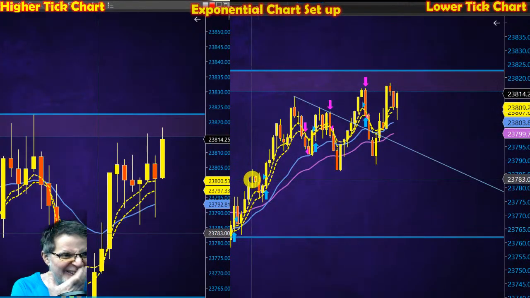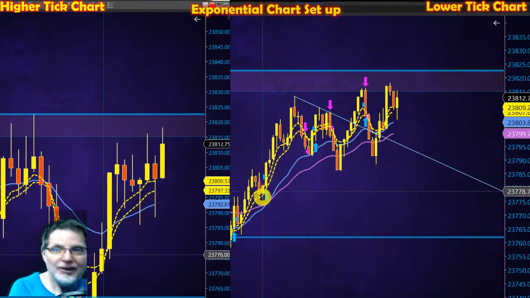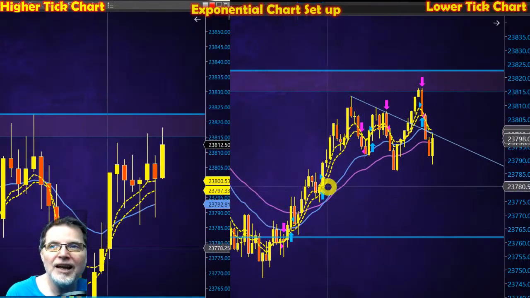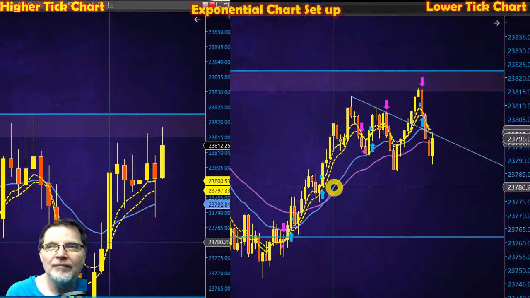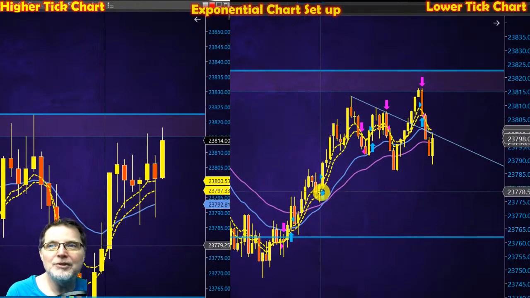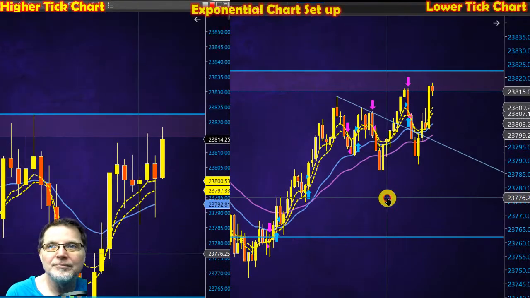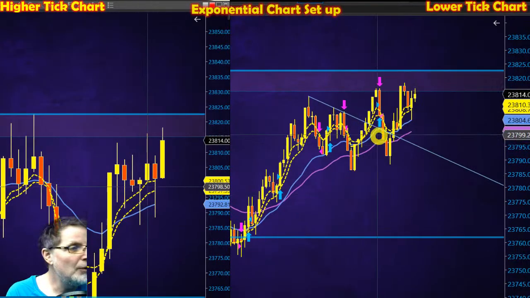Yeah, this one was the good trade. It was on top of the moving averages. Red bar ignored. That was the best trade of this whole area. Might have been able to do one right here.